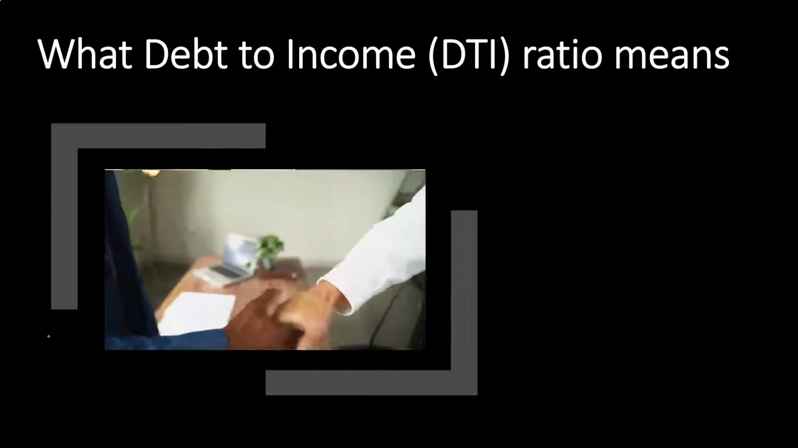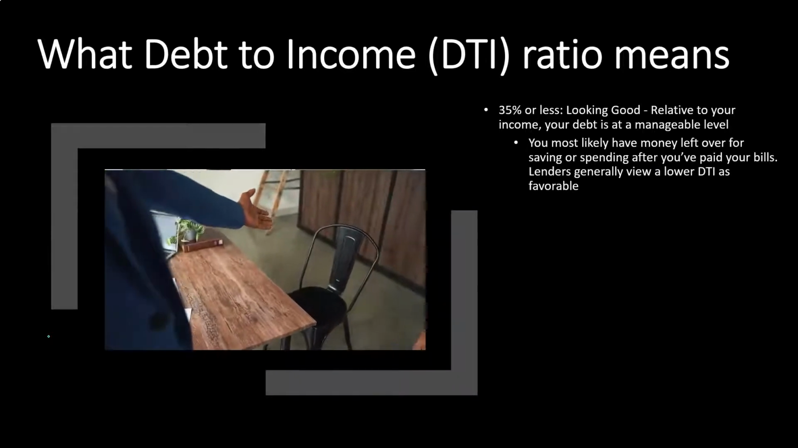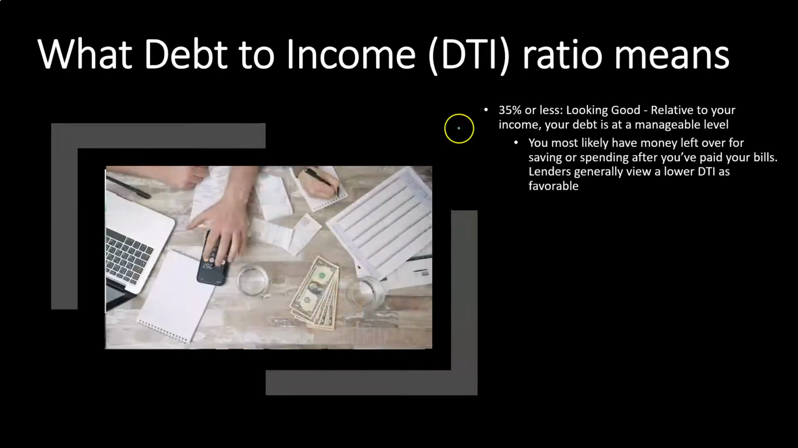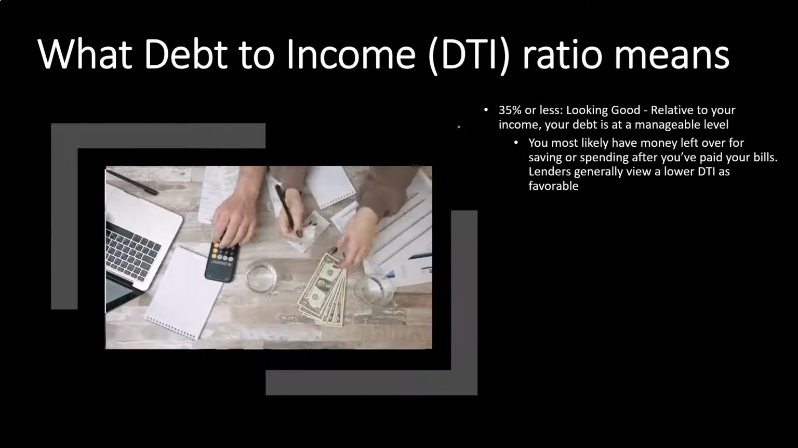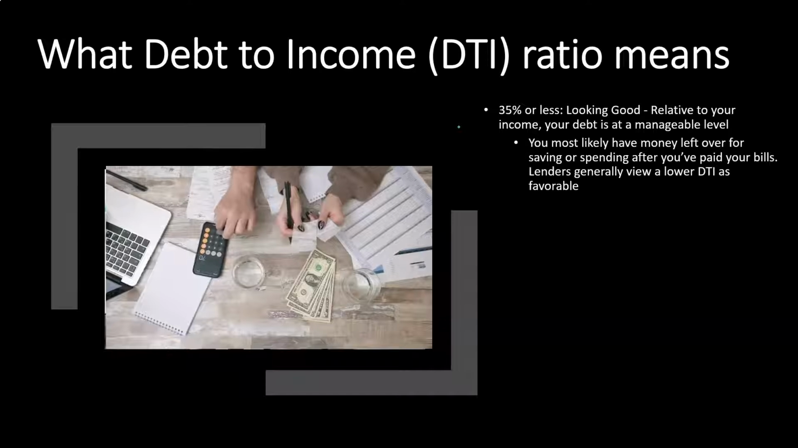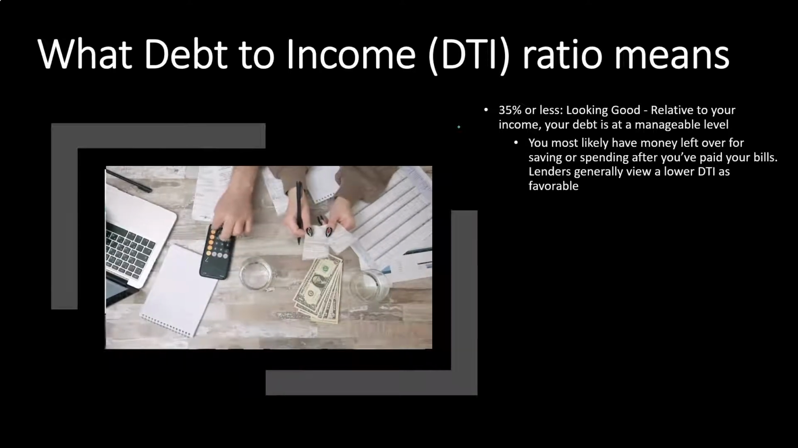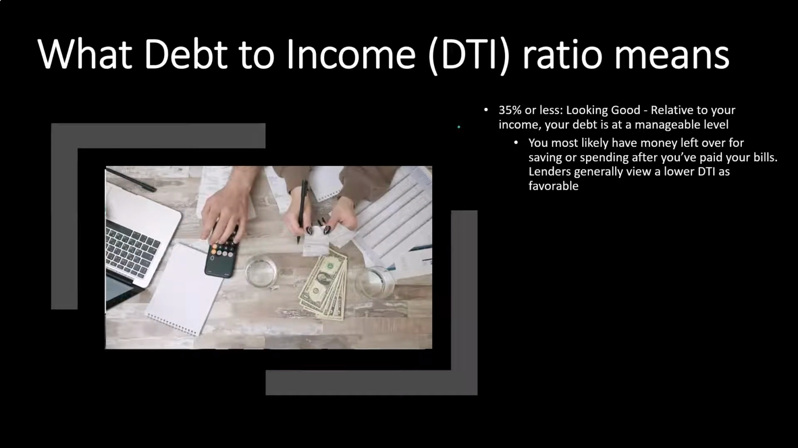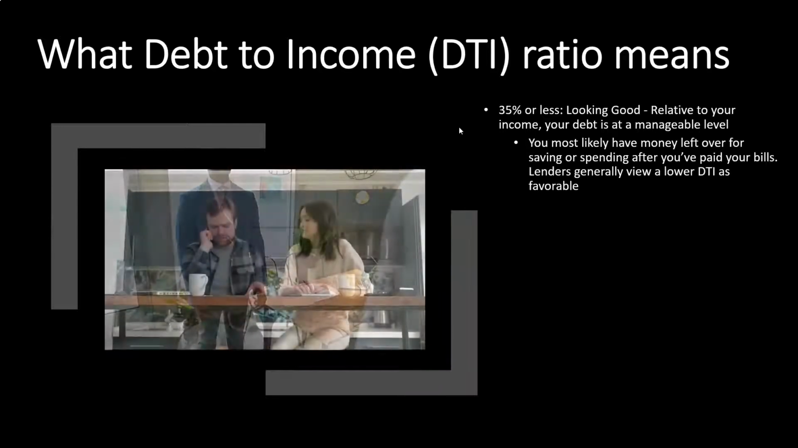So what does debt to income ratio mean? Well, 35% or less means you're going to be looking good. These are just general categories. If you're under 35%, this is important for financial institutions if you're looking for a loan, and just to measure your own financial health. Meaning if you're below 35%, you're in a range where you can feel fairly comfortable. Relative to your income, your debt is at a manageable level, and you most likely have money left over for savings and spending after you've paid your bills.